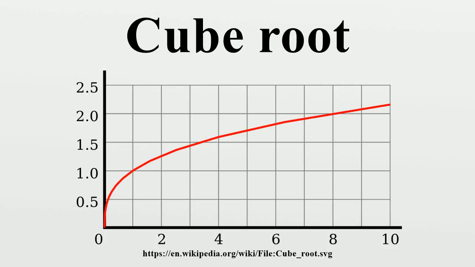In mathematics, a cube root of a number x is a number a such that a³ equals x. All real numbers have exactly one real cube root and a pair of complex conjugate cube roots, and all non-zero complex numbers have three distinct complex cube roots. For example, the real cube root of 8, denoted ∛8, is 2, because 2³ equals 8.